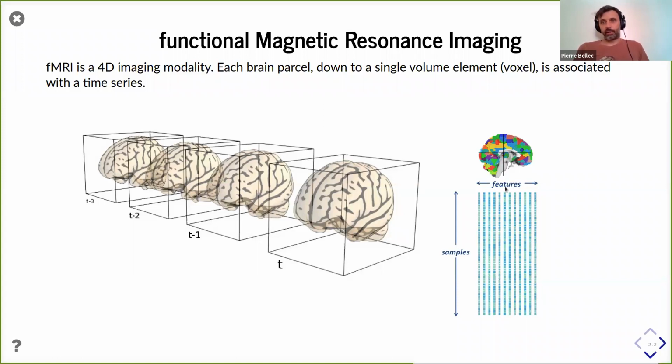What you want to do is take your array, where each column is going to be a region, and average the temporal activity in that region. And that's going to give you a column in your matrix.